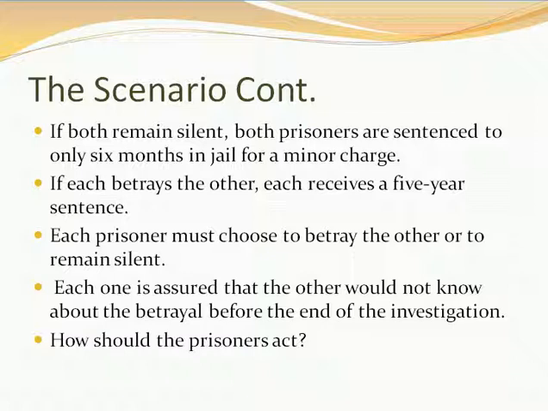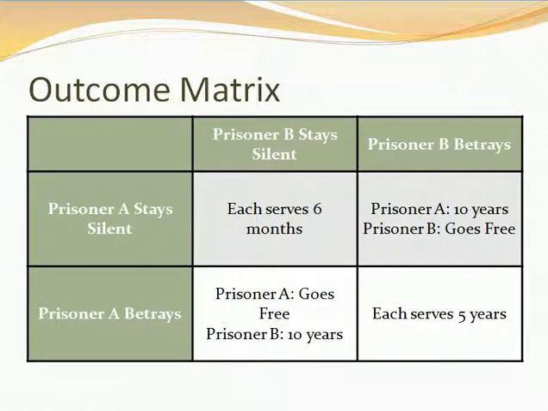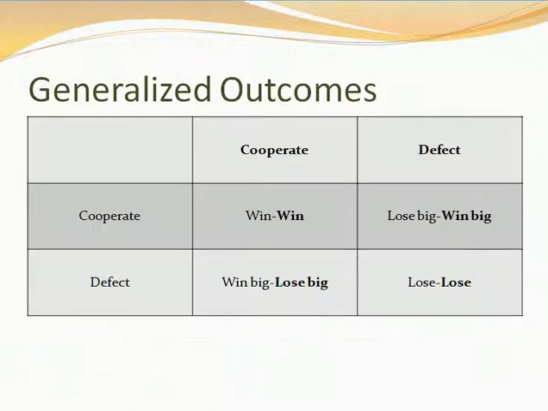Each prisoner must choose to betray the other or to remain silent. Each one is assured that the other would not know about the betrayal before the end of the investigation. The question becomes, how should they act and why? This is an outcome matrix given that prisoner A or B remains silent or betrays. This is a generalized outcome matrix given the scenario of cooperate or defect, which can be applied to more normalized situations.